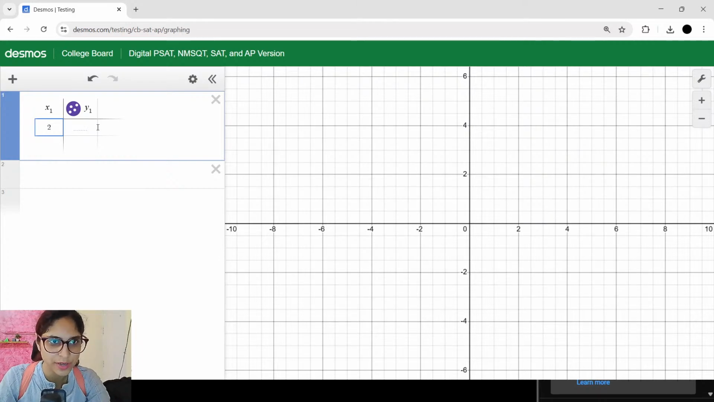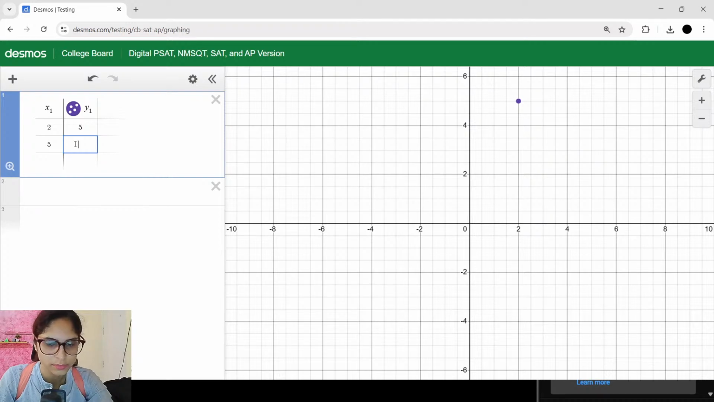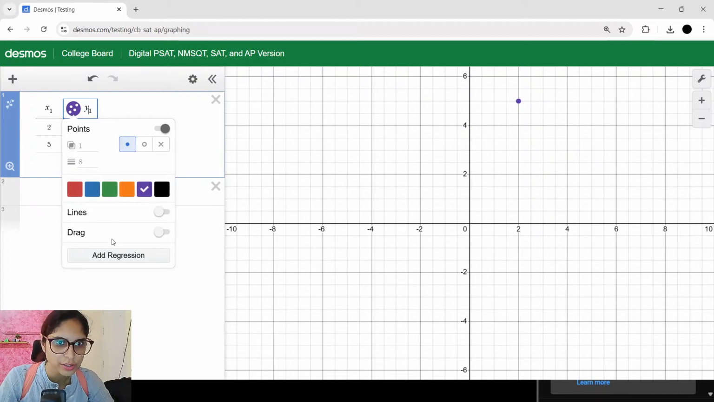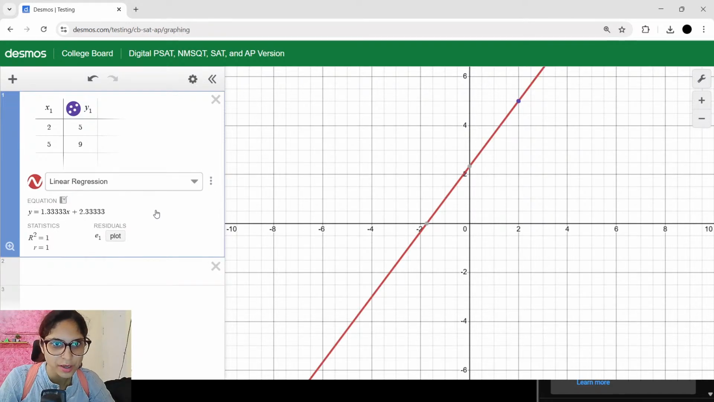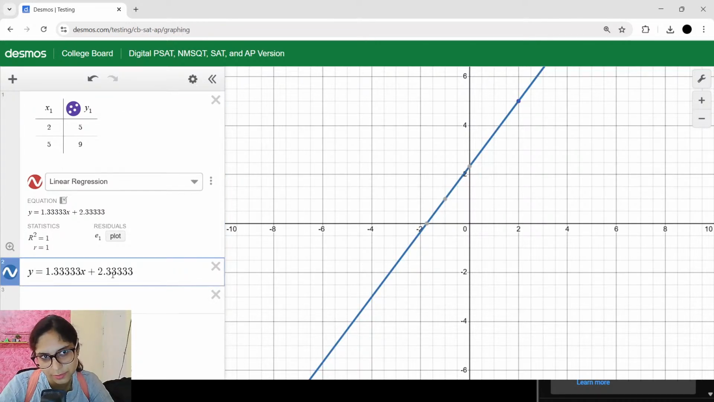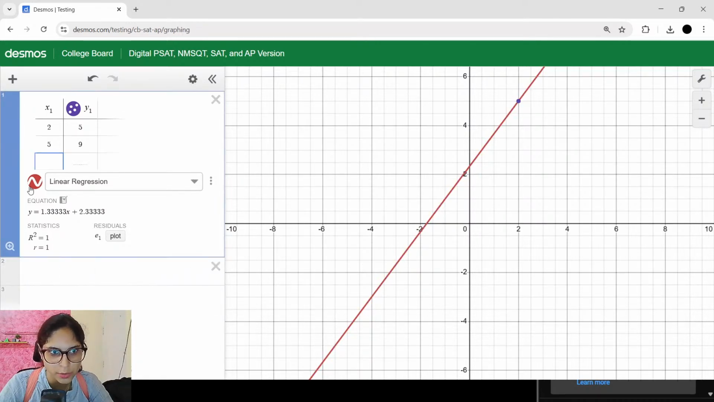For example, let me write some random values. Now when you long click on it, you can see add regression. And over here, you have multiple options. This is very useful for your AP Pre-Calculus exam because there you have data modeling and you can directly apply linear regression, mx plus b. You're directly getting the equation and you can use the equation over here. Even if you don't use it, you can see the equation is over here. And this is your red line.